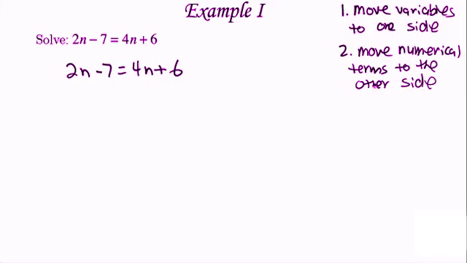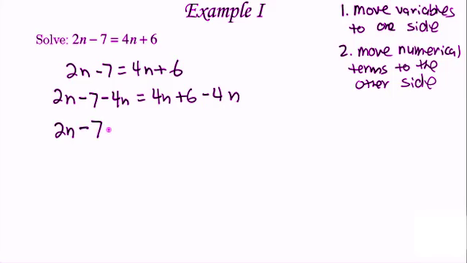Okay, so I'm looking at this, and what I have is 2n on the left and 4n on the right, and I want to move all the terms with variables in them to the left. Approaching this using the subtraction principle, in order to move the 4n to the other side, I need to subtract both sides by 4n. That gives me 2n minus 7 minus 4n equals 6. I'm going to simplify this, so I combine 2n minus 4n to get negative 2n minus 7 equals 6.